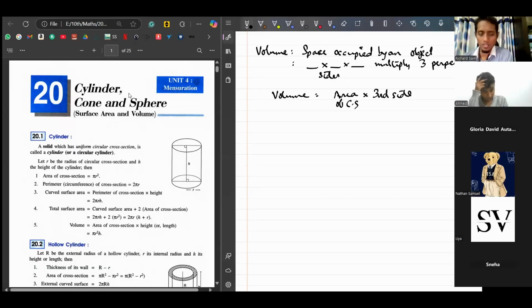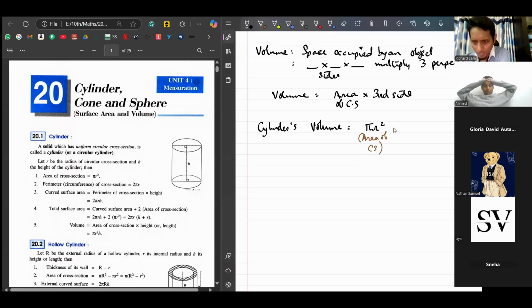So let's look at the cylinder. Okay, for a cylinder, what would be the formula for volume? So what is the area of cross section of a cylinder? What shape is the cross section? It's a circle, right? So area of the circle into the height. What is the area of circle formula? Pi r square. Since the cross section is a circle, it's the area of the circle.